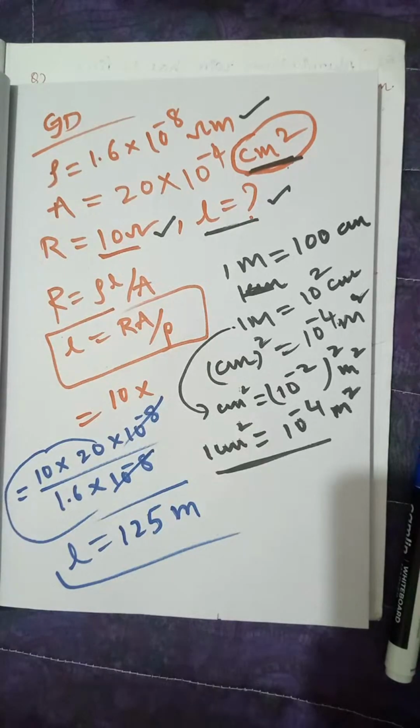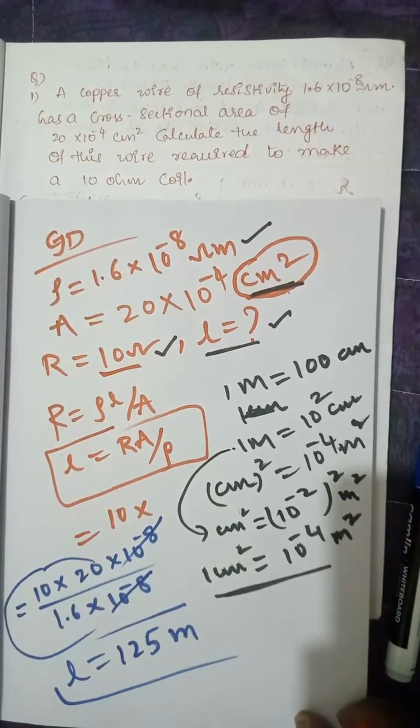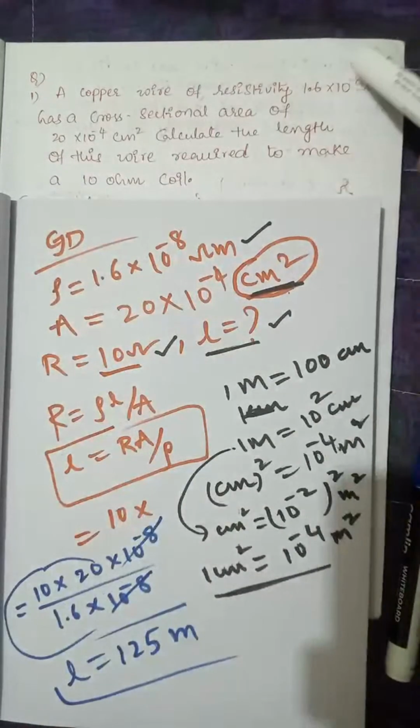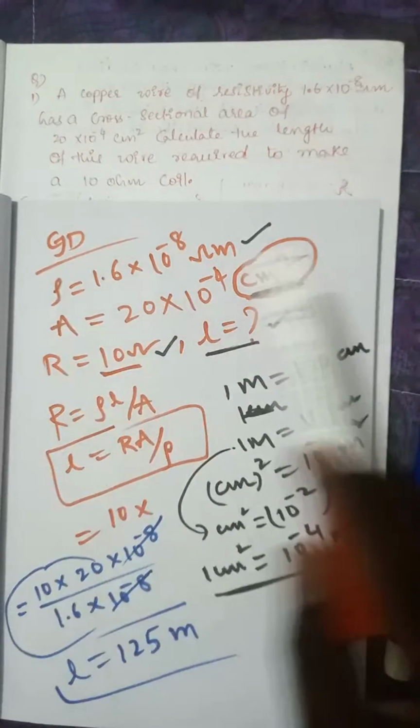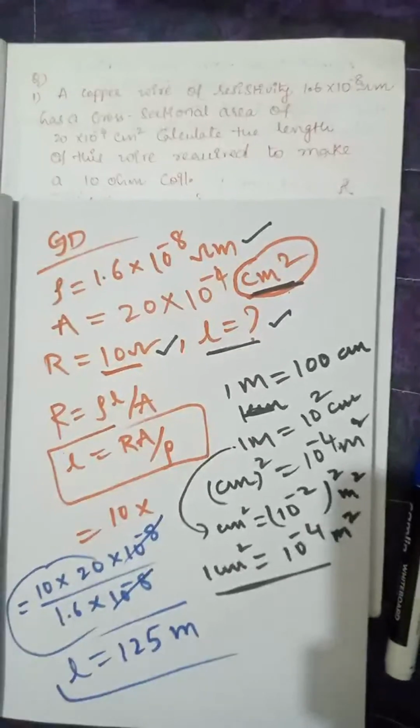Do you have any doubts? Anyone have a doubt? So the question is this one. Those who are joining now, you can check the question. The question is: a copper wire of resistivity. Once again, I'll explain once again. See, slowly we'll practice. Don't worry. No hurry.